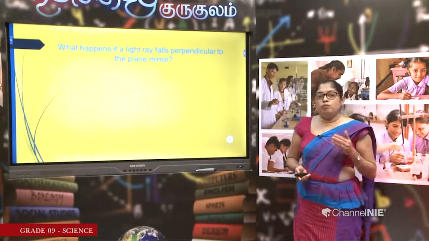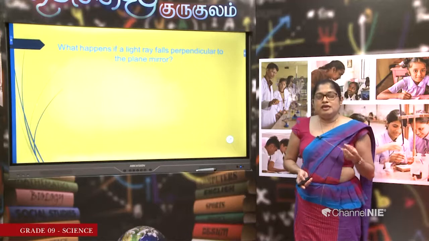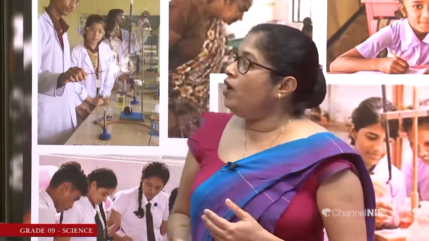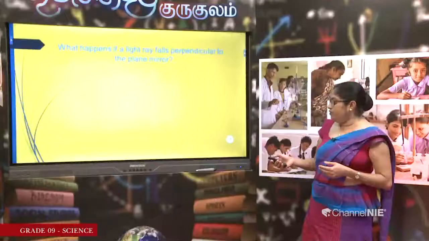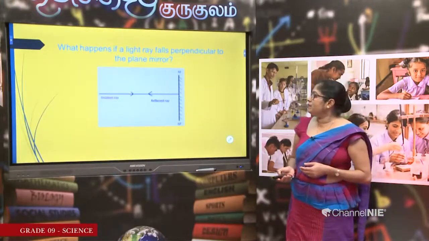Now, in both above instances, the light ray is incident at an angle, so we use inclined rays. But what happens if a light ray falls perpendicular to the mirror surface?